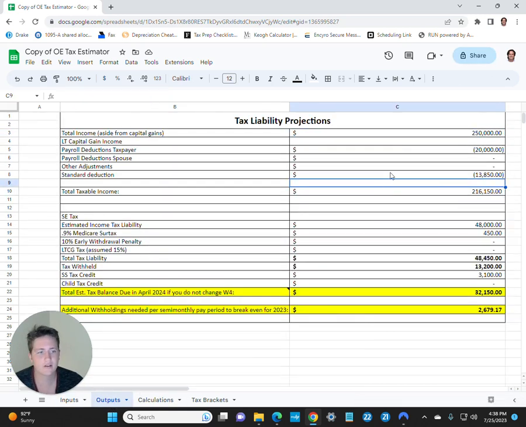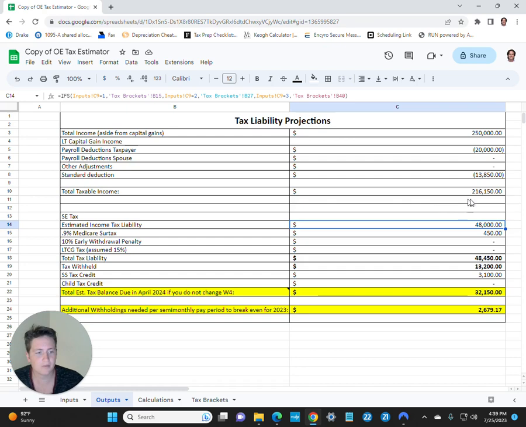And then on top of that, $20,000 exclusion for contributing to their 401k. This client also gets an almost $14,000 standard deduction, and that's just based on their filing status. Okay, so their total taxable income is going to be the net of these deductions, net of their income after these deductions. So it's only going to come out to $216,000 roughly.